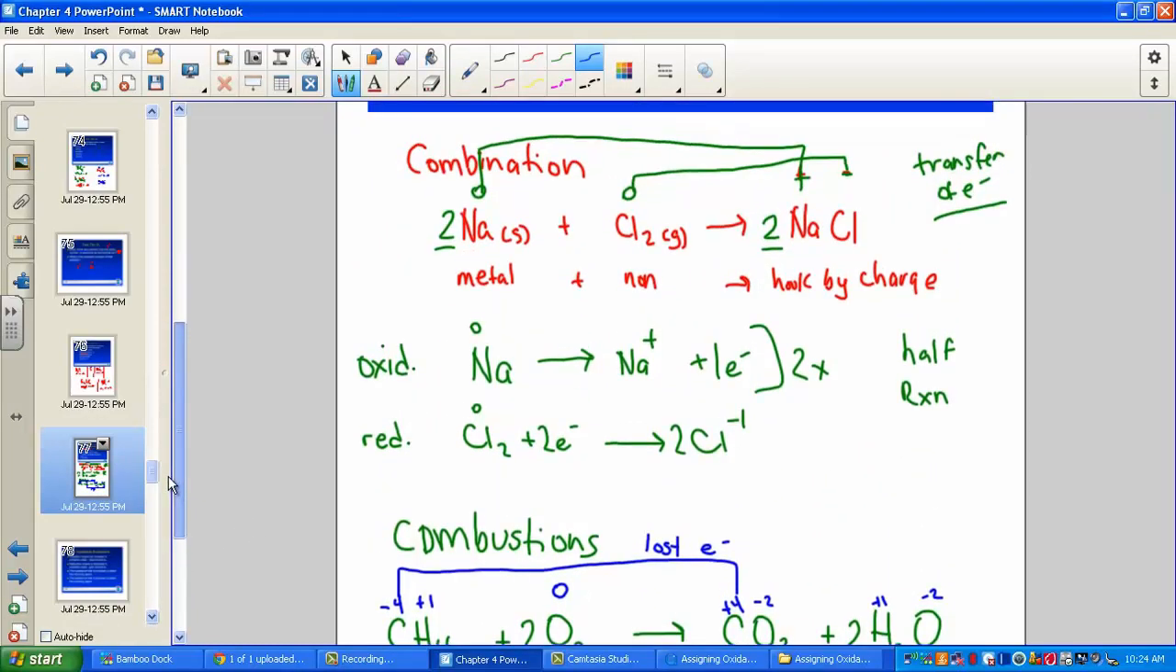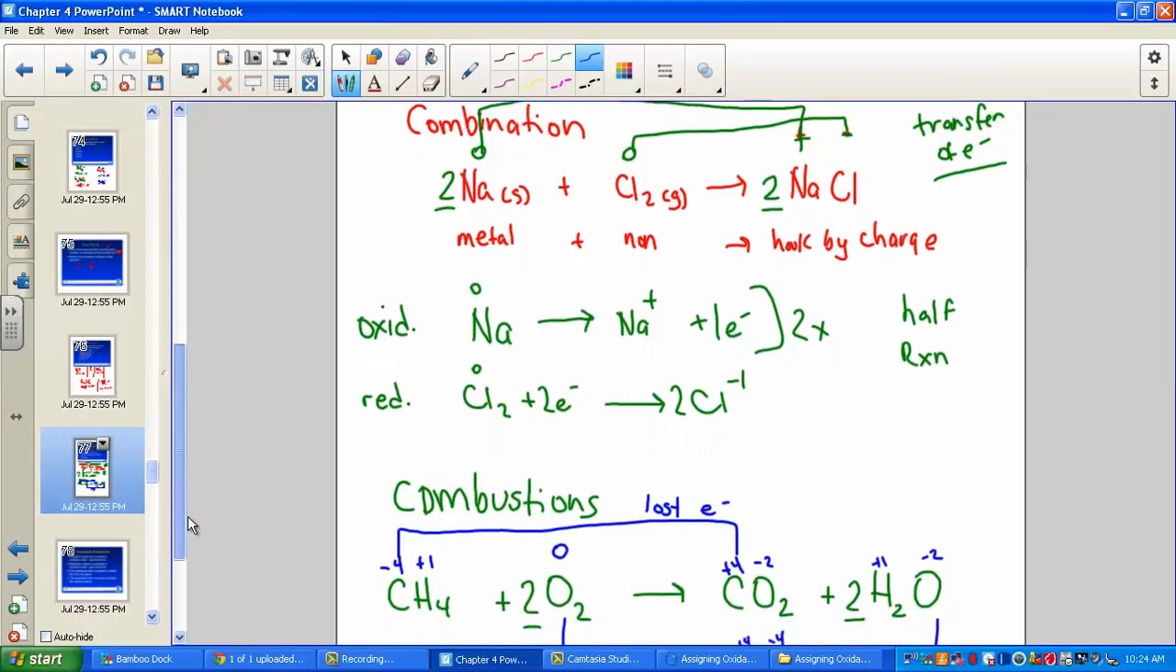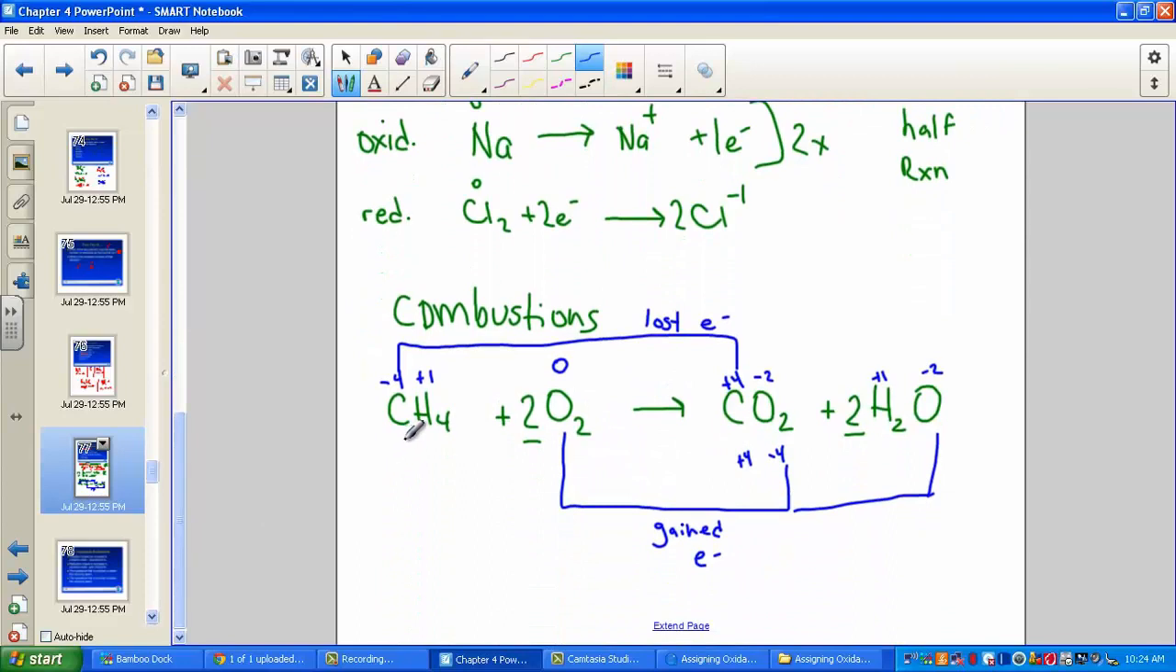So with our very first exposure to redox reactions, we looked at a combination pattern and we looked at a combustion pattern. Both of these have a larger umbrella called a redox reaction that describes any type of reaction where charges or oxidation numbers change on an element from the left to the right-hand side.